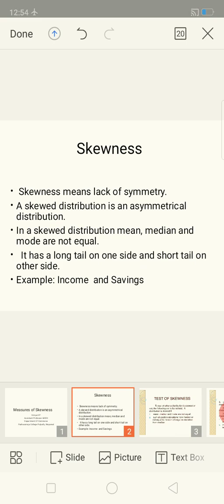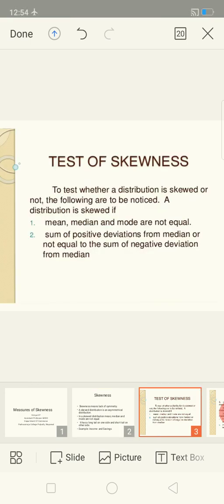Skewness means lack of symmetry. A skewed distribution is an asymmetrical distribution. In a skewed distribution, mean, median and mode are not equal. It has a long tail on one side and a short tail on the other side. Examples are income and savings.